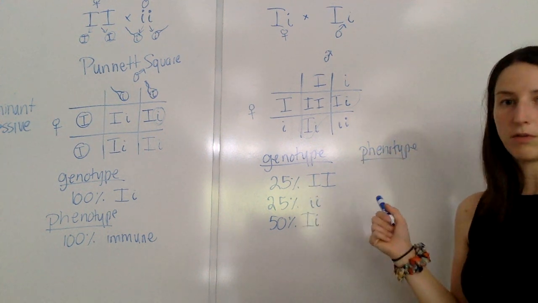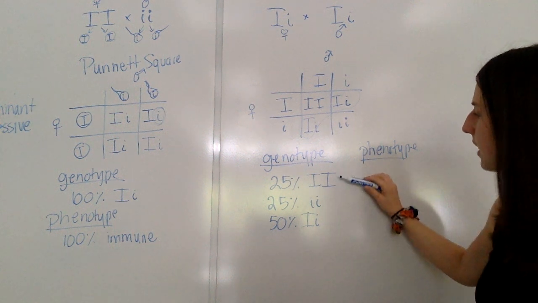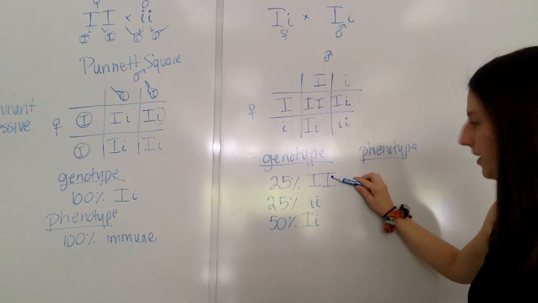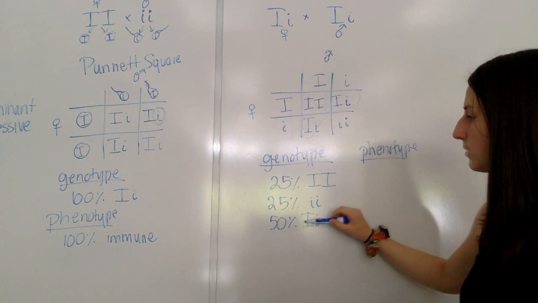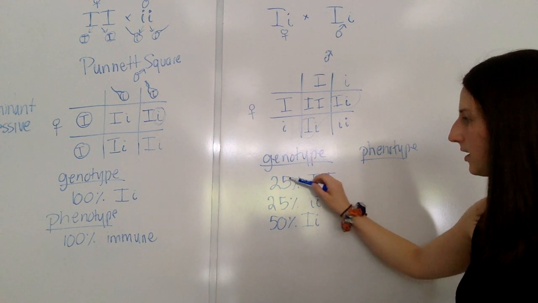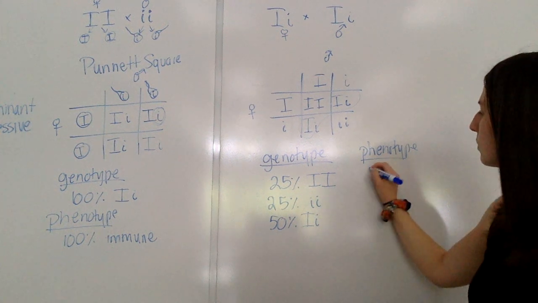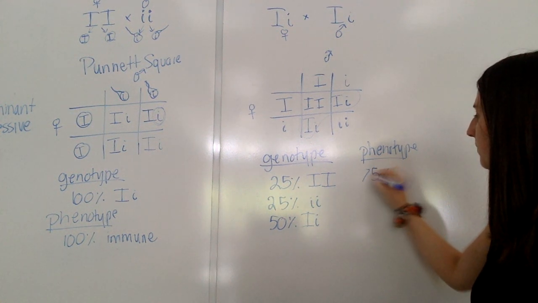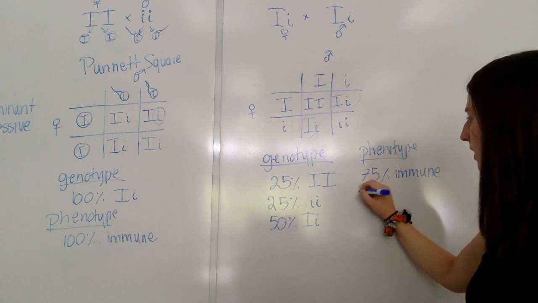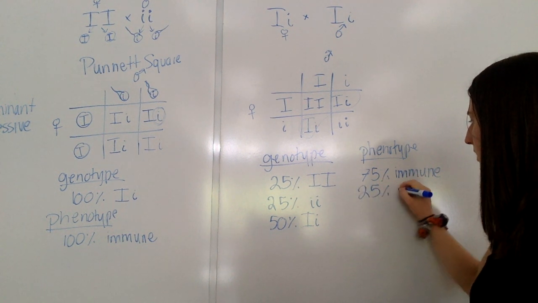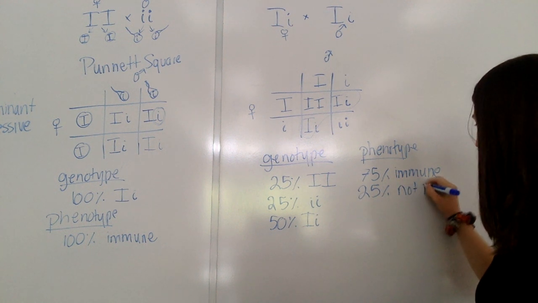Okay. And then for phenotype, just be careful. Don't carry these numbers straight over because let's have a look at this. These people are immune to poison ivy, right? These people are not immune. These people are. So we just need to make sure we're combining this 50% and this 25%. So 75% immune and 25% not immune.